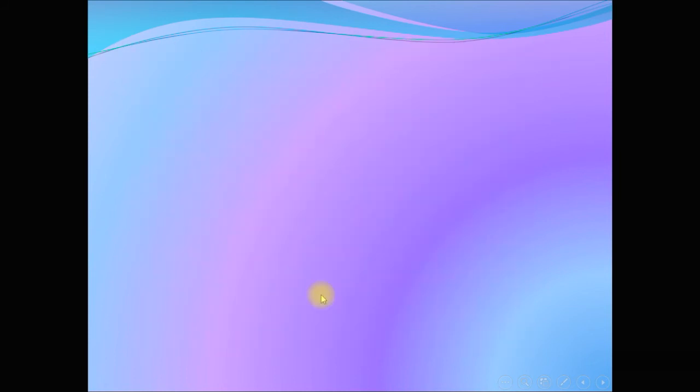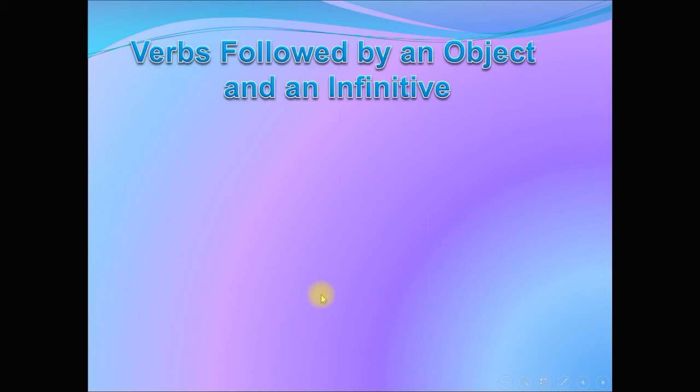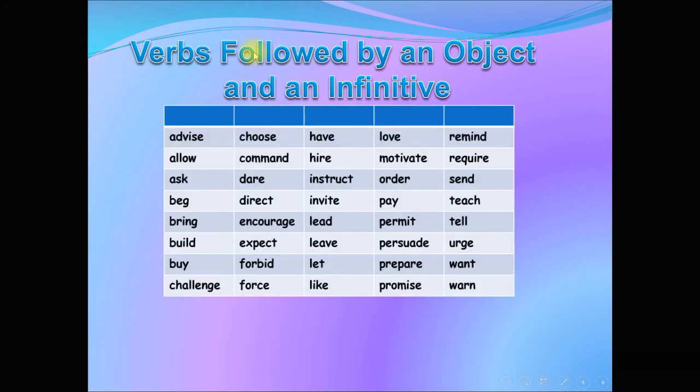Now we have some verbs followed by an object and an infinitive. So we usually put an object after the verb before an infinitive.